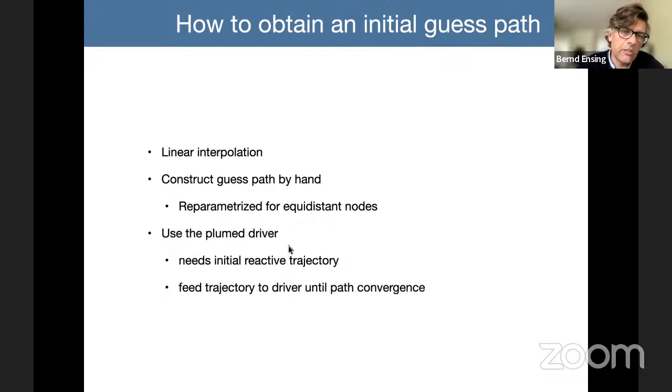And as I said, the other way to do it is use the Plumed driver, and you just feed it a reactive trajectory, some trajectory that went from A to B, and you can actually use the Plumed driver to optimize the path. Since the path has to converge a little bit, the way to do it is to write a little script where you feed the trajectory many times, maybe 10 or 20 times or so, every time the same trajectory, until the path doesn't change anymore, and then you're done. But fine, it's a simple trick, and it gives you a nice initial path.